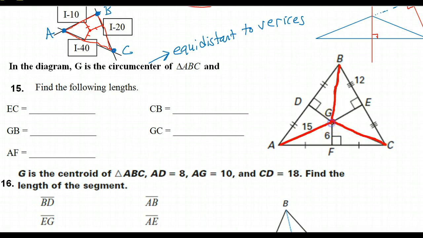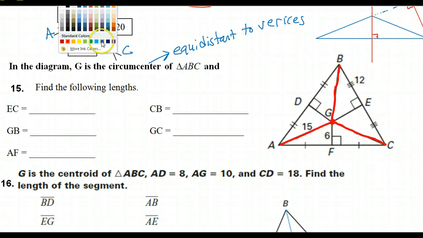Okay, those three distances I just marked in red should all be the same, since this is the circumcenter. Just keep that in mind. Also, look, these are all right triangles, because we got perpendicular bisectors happening. So don't forget about your Pythagorean theorem. We may need that later. So let's see what we got.